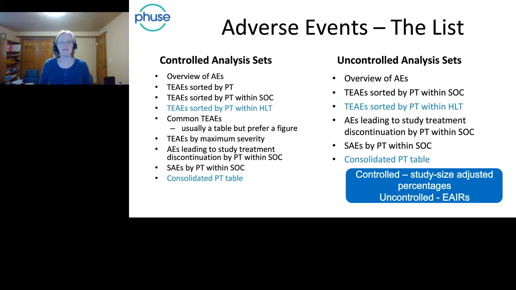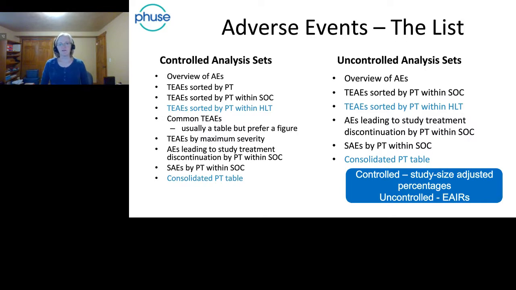Common TEAEs, usually as a figure, right? I know some people still make this as a table, but we do recommend a figure. Then treatment emergent adverse events by max severity, AEs leading to study treatment discontinuation, and SAEs. Another new recommendation for integrated is a consolidated preferred term table. At the time that you're looking at integrated analyses, you might need additional summaries that consolidate some PTs that are basically the same event but have different PTs, and we would need to consolidate those to look for a signal.